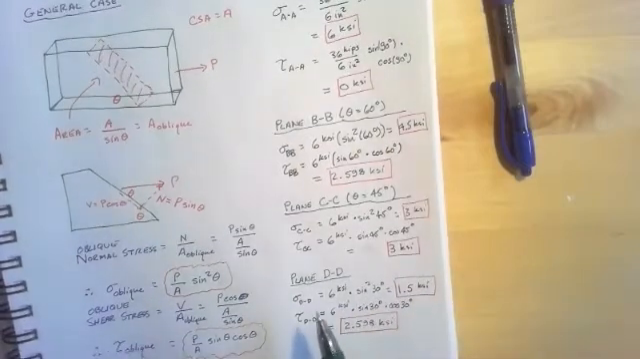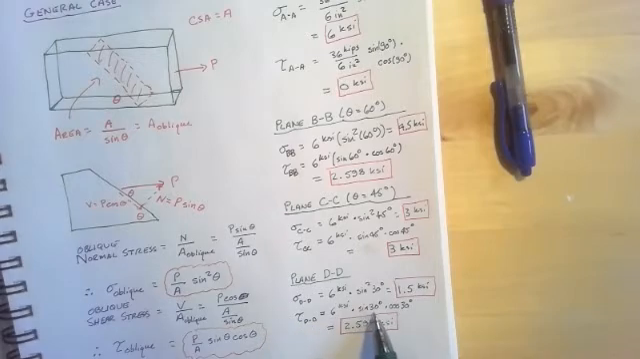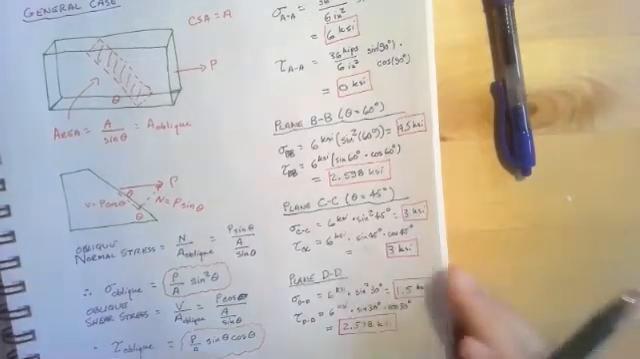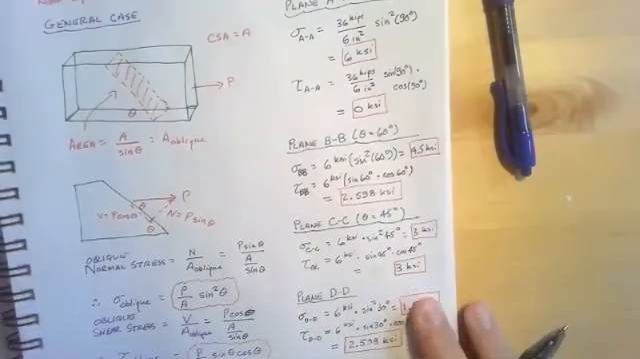And then for plane DD, I would have sigma DD equal to 6 KSI times sine squared of 30, equal to 1.5 KSI. And then when I do tau DD for the shear stress, I would have 6 KSI times sine of 30 times cosine of 30, or 2.598 KSI. Well, these are interesting results.